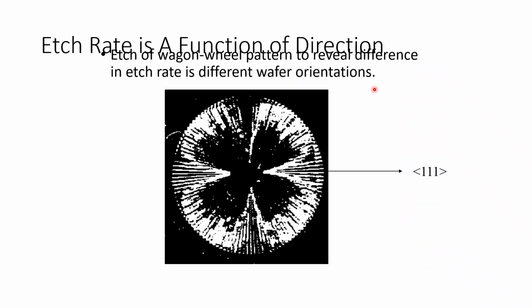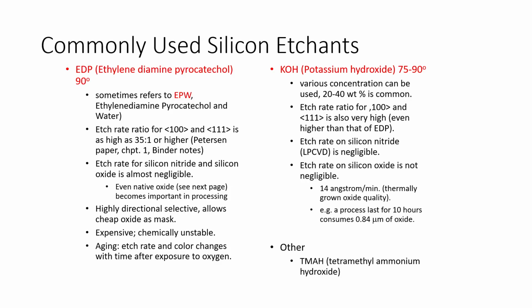The etch rate is different in different orientations. In the 110 direction, the etch rate is the slowest. This is a wagon wheel structure that demonstrates the etch rate differences in different orientations. 110 is the slowest. As I mentioned, you can use EDP or KOH.